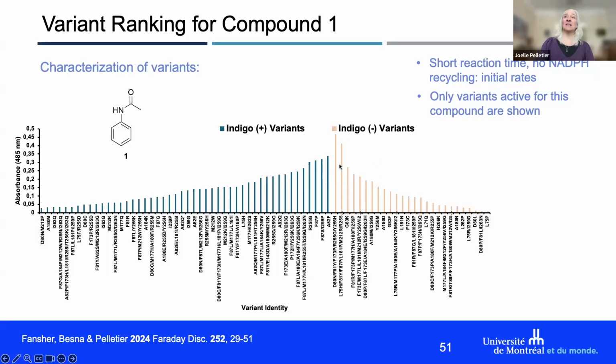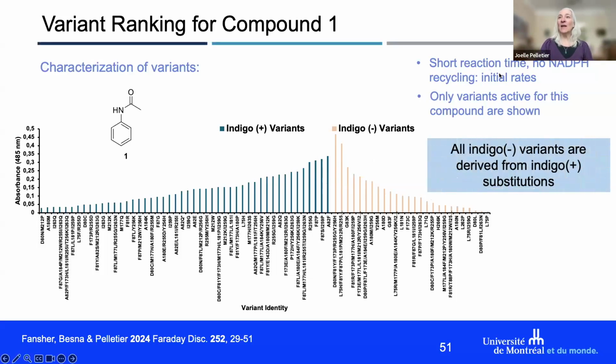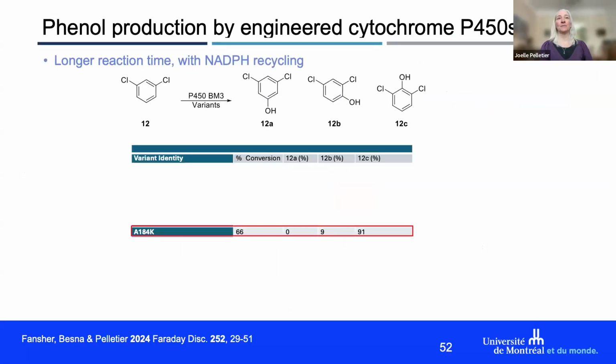And this was done as initial rates. And again, we have to remember that all these indigo negative variants shown here are derived from indigo positive substitutions. So we still do have a good success rate. And again, the native enzyme doesn't catalyze this reaction.